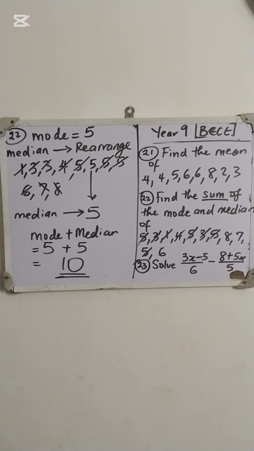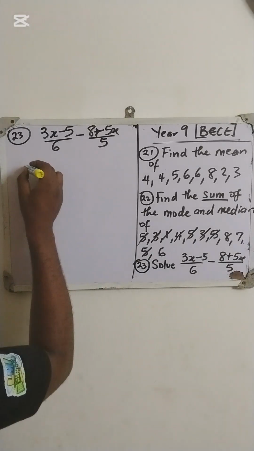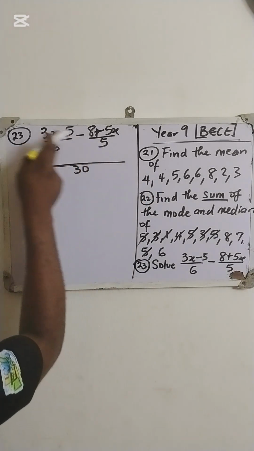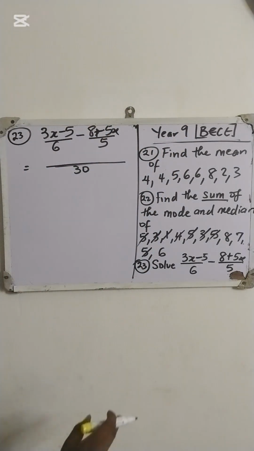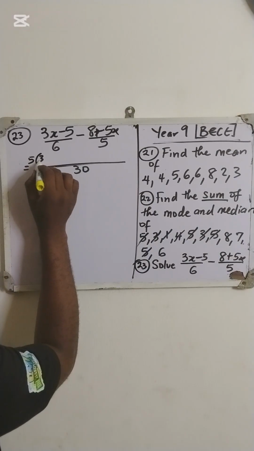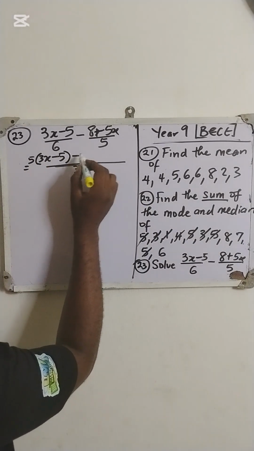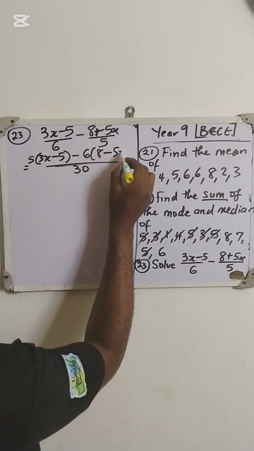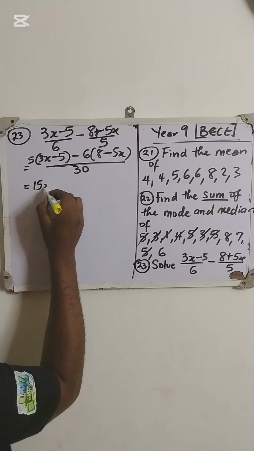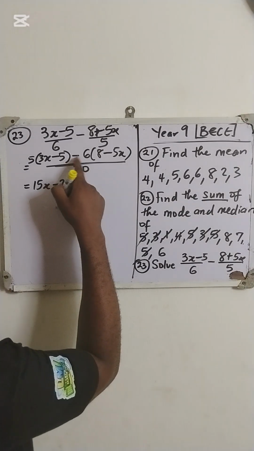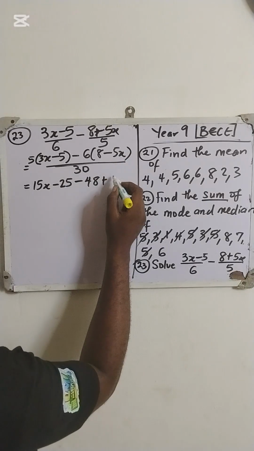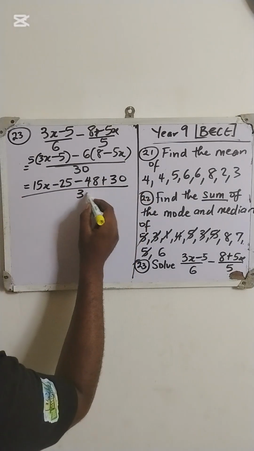Easier? I know. So we know what we do here. 30. 5 multiplies here, 6 multiplies here. So let's just go straight. Minus 5 minus 6 into 8 minus 5x. Okay, 3 times 3x, 5 times 3x, we have 15x minus 25. Minus 6 times this, we have minus 48. Minus times minus, we have plus. 6 times this, we have 30x. So we have over 30.